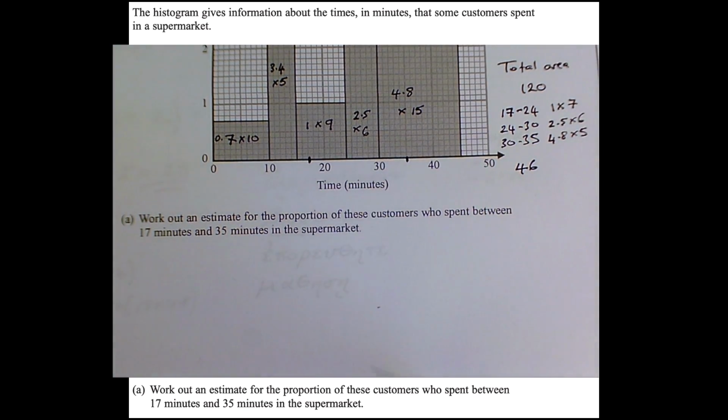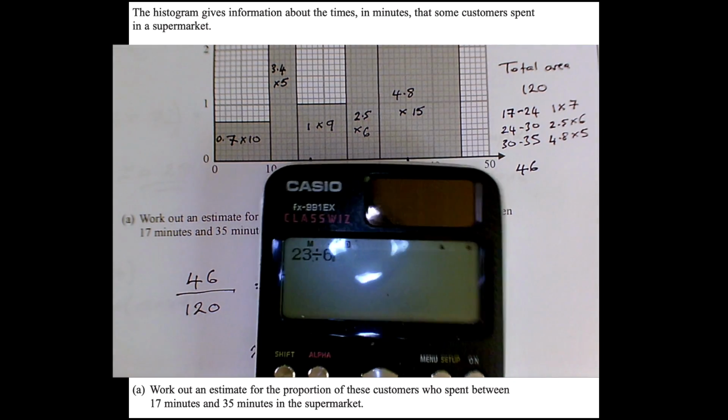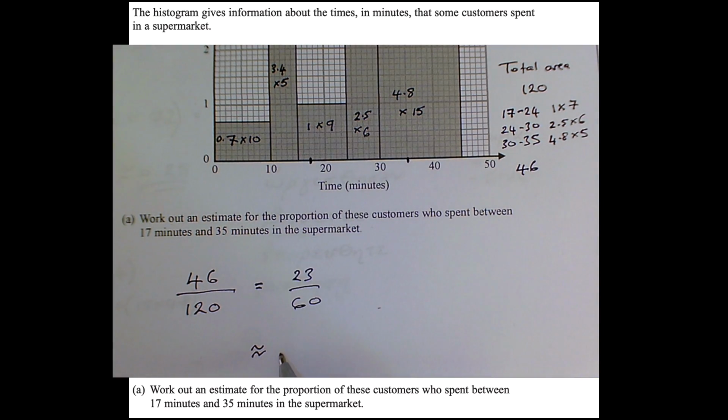So 46 out of 120 is the same fraction as 23 out of 60. And if I do that on my calculator, I can do 23 divided by 60 and that will give me a decimal proportion, 0.383. So I'm going to call that 0.38 to 2 decimal places.